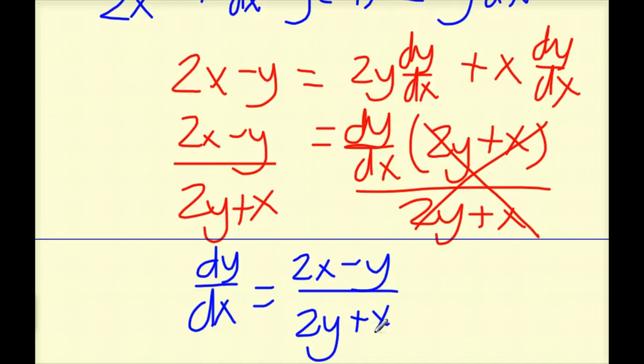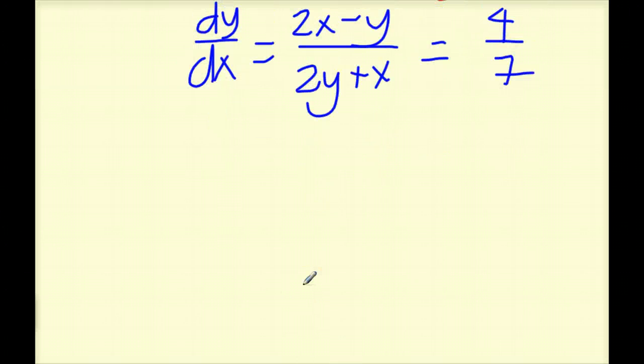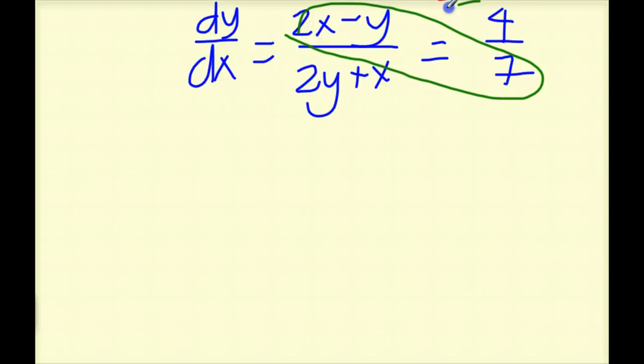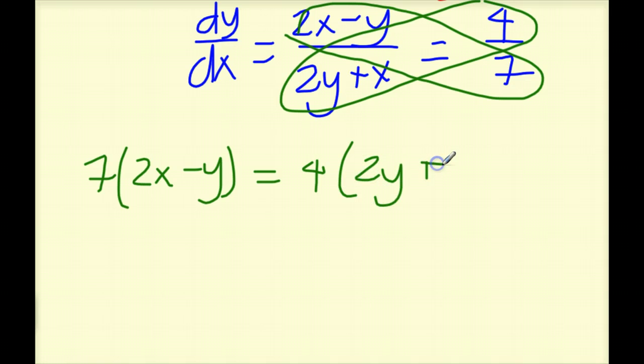Okay, so now let's go ahead and set this equal to 4 over 7. So now you may wonder, okay, how do I find this, Miss Hollow? So we're going to cross multiply just like we did in algebra. And what you're going to notice is the rest of this is all algebra. So I cross multiply this, and I set them equal to each other. So I have 7 times 2x minus y is equal to 4 times 2y plus x.